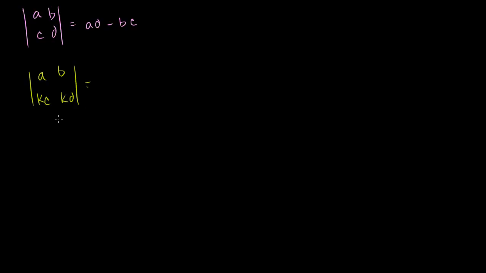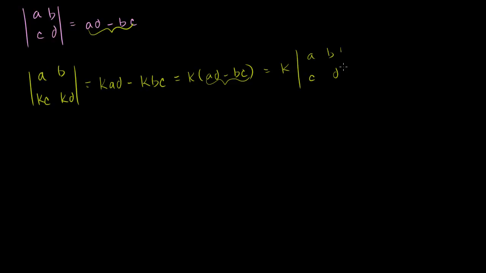Now what's the determinant going to look like? We're going to have A times KD, or we could just write that as KAD, minus KC times B, or we could write that as KBC. If we factor out the K, we get that equals K times AD minus BC. Now you immediately see that this thing is the same thing as this thing. So this is equal to K times the determinant of A, B, C, D.